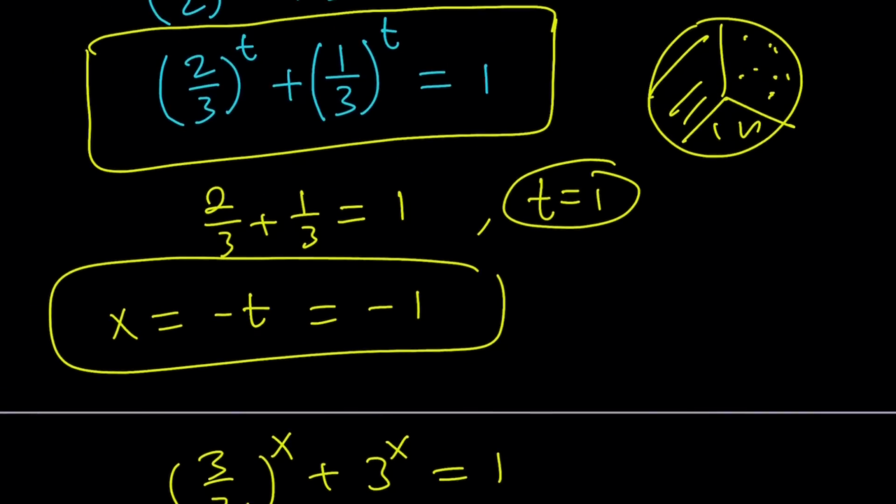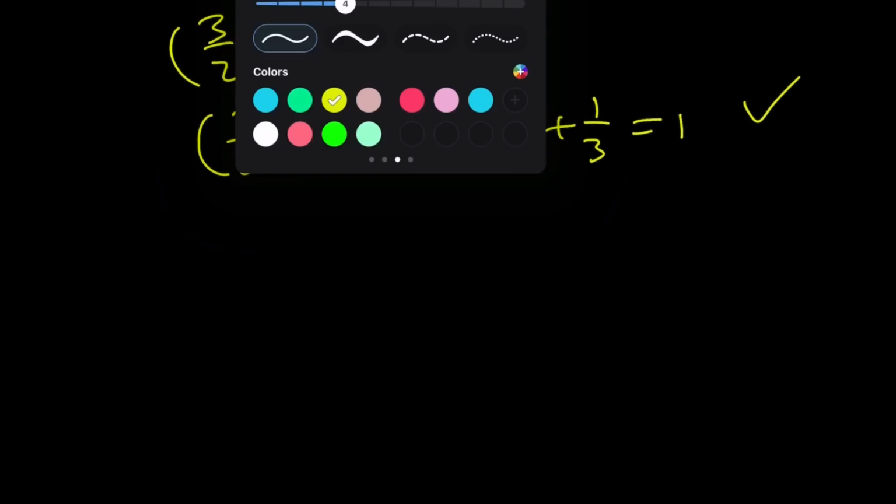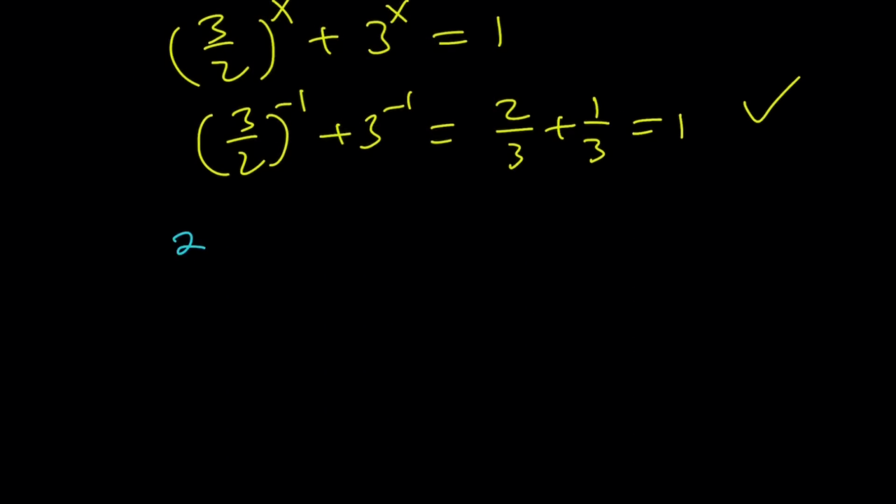So let's go ahead and take a look at this t equation one more time. So I have 2/3 to the power t plus 1/3 to the power t equals 1. Again, logging both sides is not going to help, so we have to look at it from a functional perspective. What kind of function are we looking at on the left-hand side? 2/3 is less than 1, so it is a decreasing function.